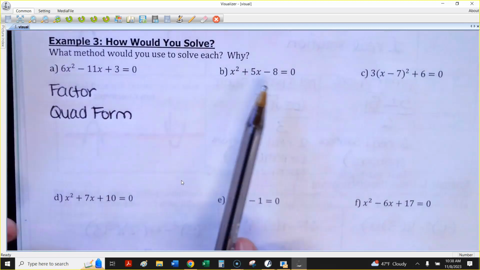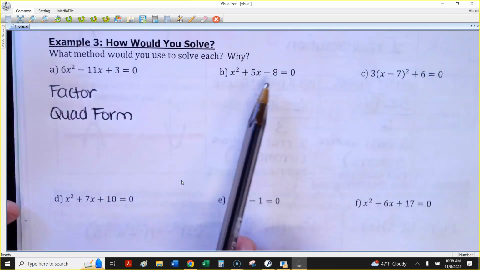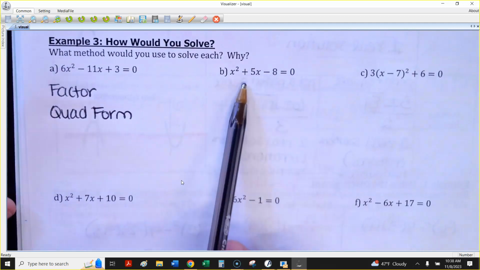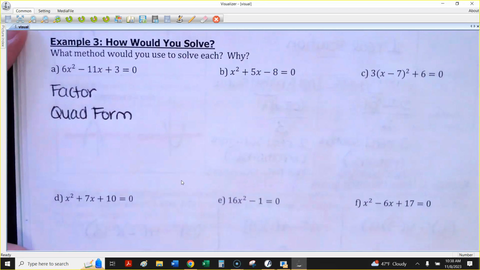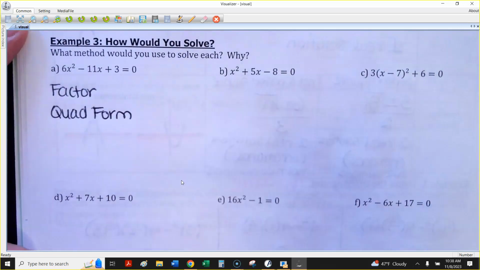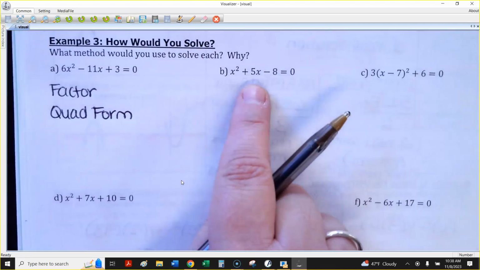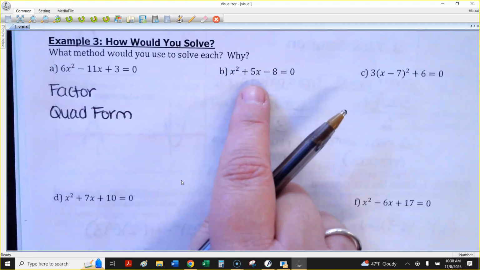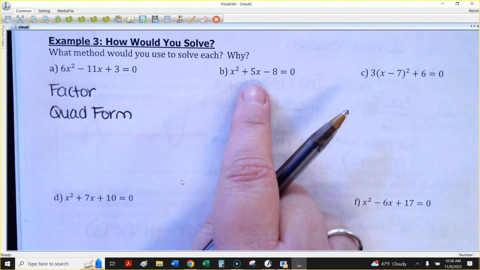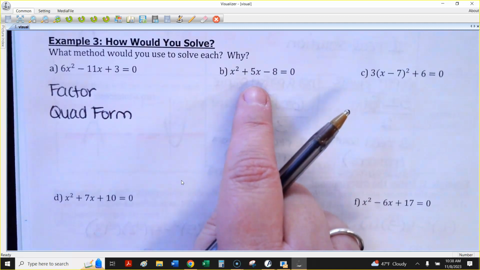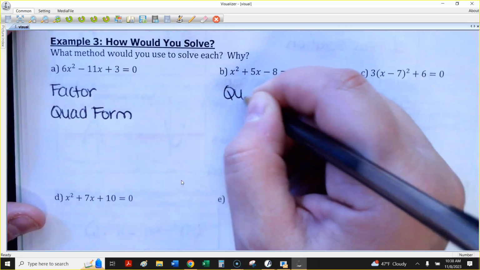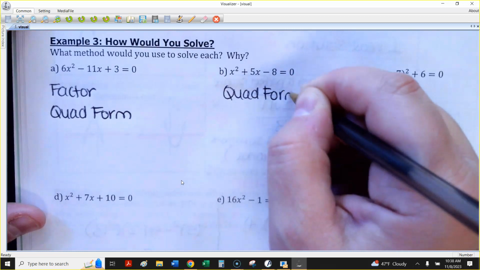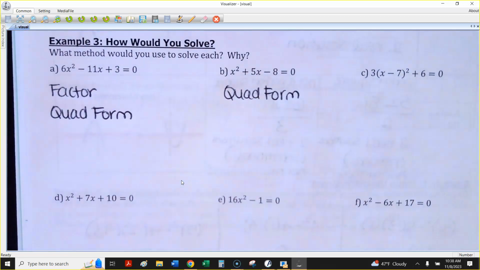If I was looking at this second question, can you think of factors of -8 that add up to 5? No, it doesn't happen. If you did the discriminant, it's not going to be a perfect square. This is not factorable. I would not complete the square on this unless I was in love with working with fractions, because my b value is 5. You can't use square roots here because I don't just have an x squared. So this one would have to be either graphing, or I would use the quadratic formula if I need an exact value. Can't factor that.